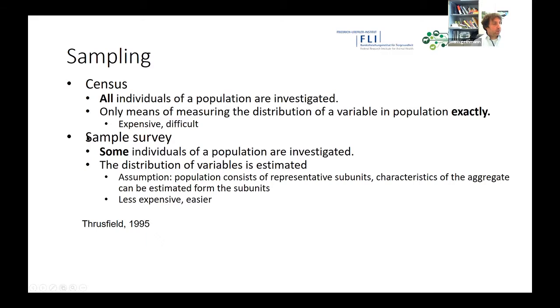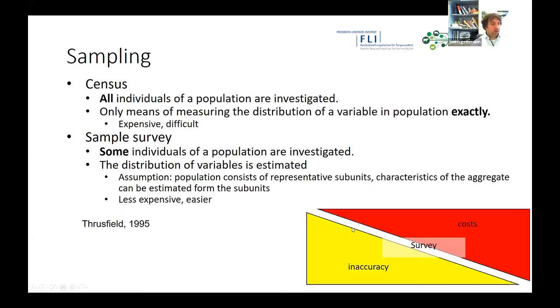And then we can run a sample survey. This means that only some of the individuals of a population are investigated, and the distribution of the variables is estimated, and we need to make some assumptions. So this is based on the book of Trustfield. So we need a representative subunit. I come back to this later on. And this one is less expensive. It is easier to carry out. But in the next slides, we will see that it has some side effects.